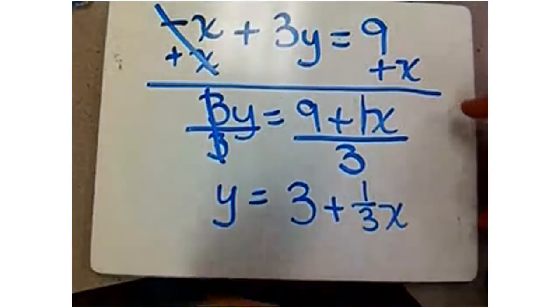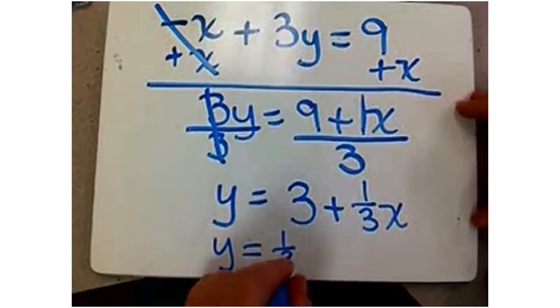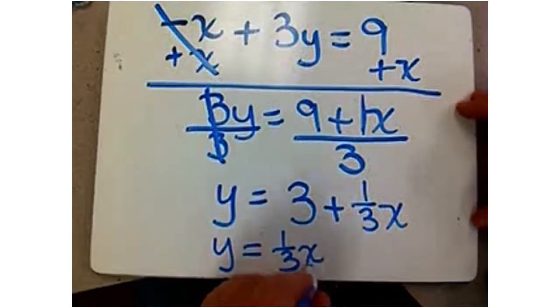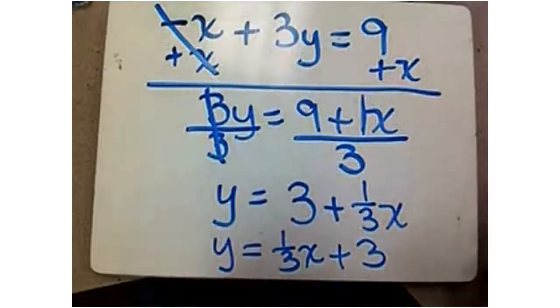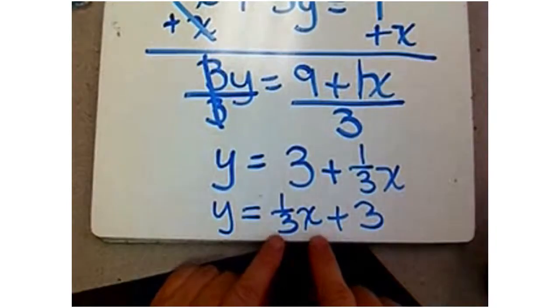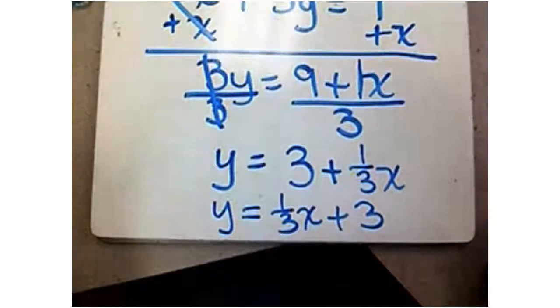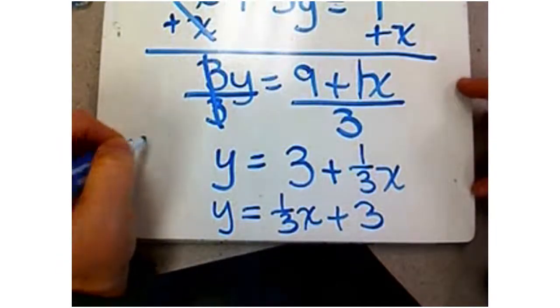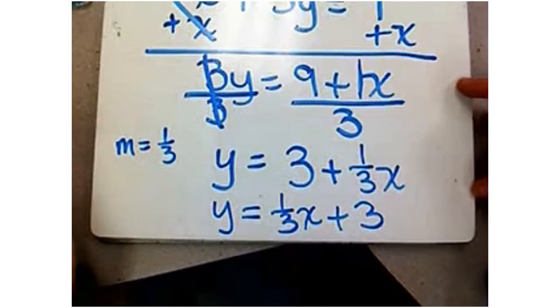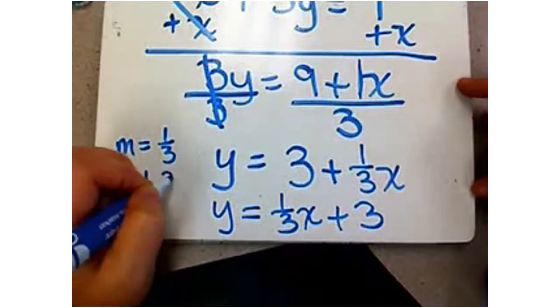We like that. And then you rewrite it in y equals mx plus b form, so that would be y equals 1/3 x plus 3. Now we have a nice tidy slope-intercept form, and we're able to graph based upon this y equals 1/3 x plus 3. Our slope is 1 over 3, right? And our y-intercept is 3.